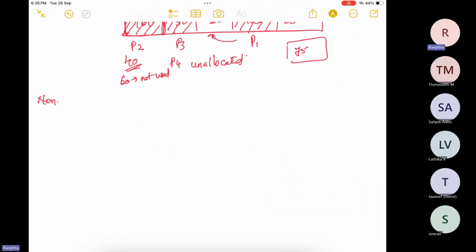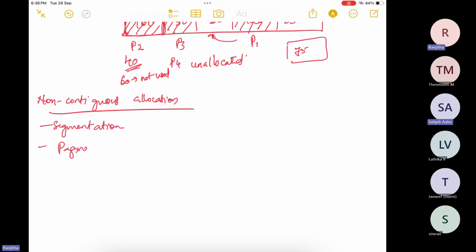Now, non-contiguous allocation. The topics discussed were segmentation and paging. One is segmentation, the other concept is paging. And the third one is paged segmentation. Probably sir will be discussing it in the next class.